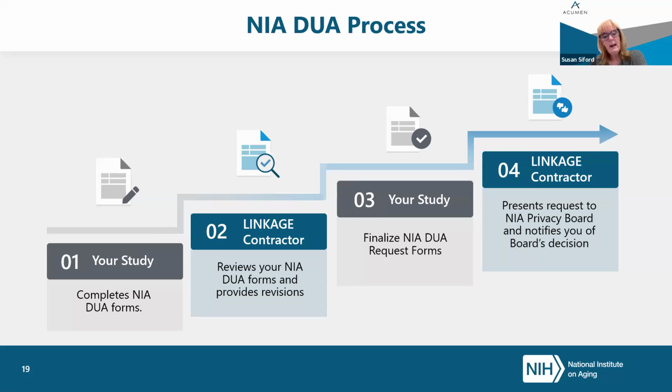Upon receipt of the DUA application materials, the linkage team will conduct a preliminary review of all the documents to ensure that the package is complete and that the justifications for data are applicable based on the intended research. This step may involve some back and forth between your team and the linkage team to complete the finalized package. However, once the finalized package is completed, the package is then submitted to the NIA Privacy Board for review.